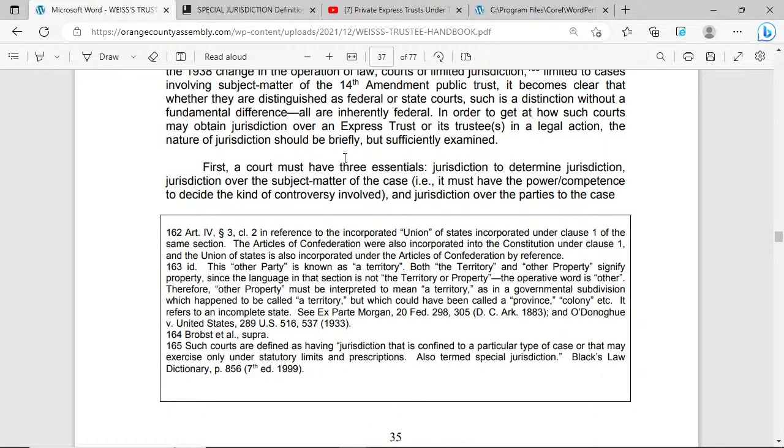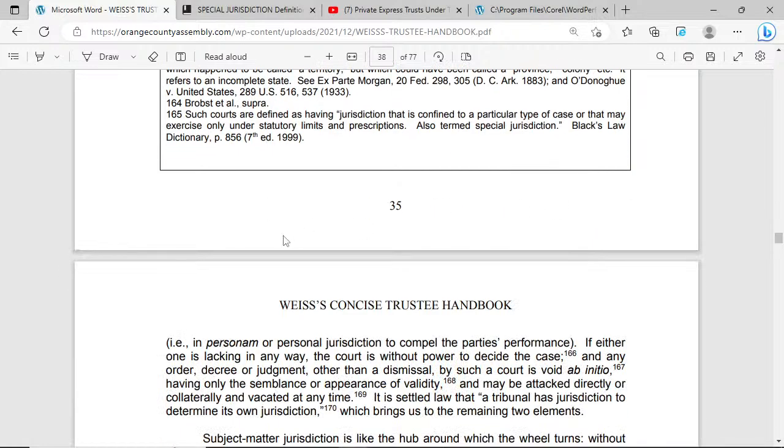First, a court must have three essentials. Jurisdiction to determine jurisdiction. Jurisdiction over the subject matter of the case. It must have the power or competence to decide the kind of controversy involved. And jurisdiction over the parties to the case. Personal jurisdiction or in personam jurisdiction to compel the party's performance.